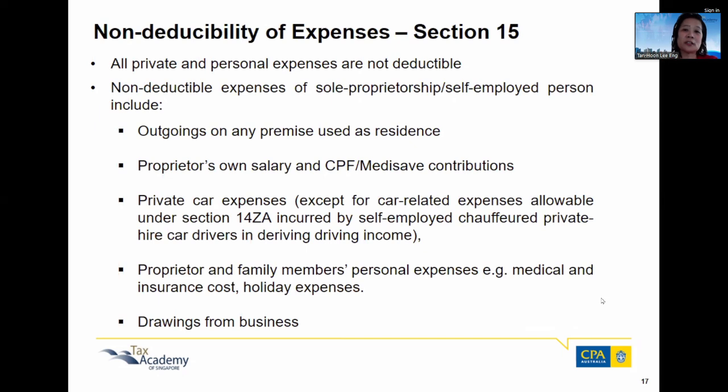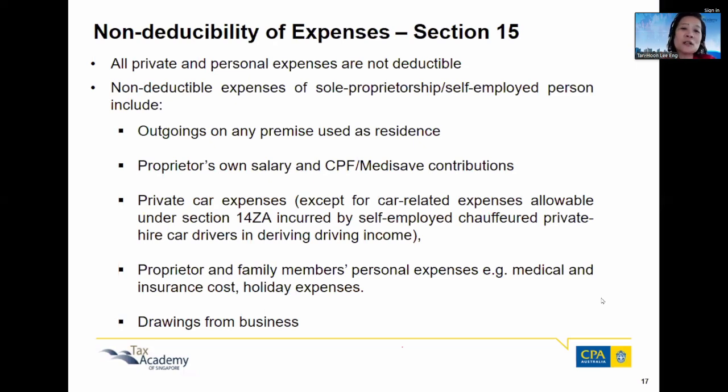Okay, now we touch on section 15. I think by now you all will have some understanding of deduction already, right? Anyway, section 15 covers those that are not deductible. So basically they are private personal expenses. There's nothing to do with business, nothing to do with the earning of the business income. It's all private expenditure, the sole proprietor's own meals, his own personal expenditure. So these are all private expenditure.